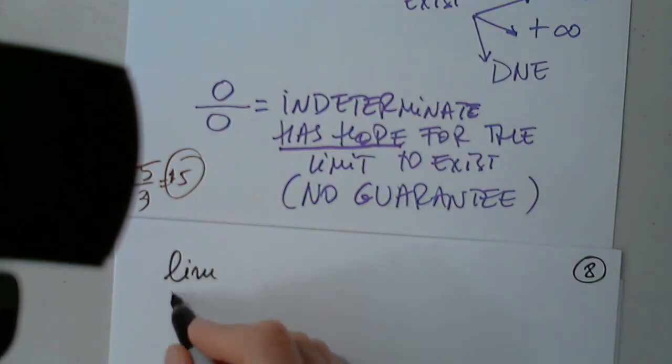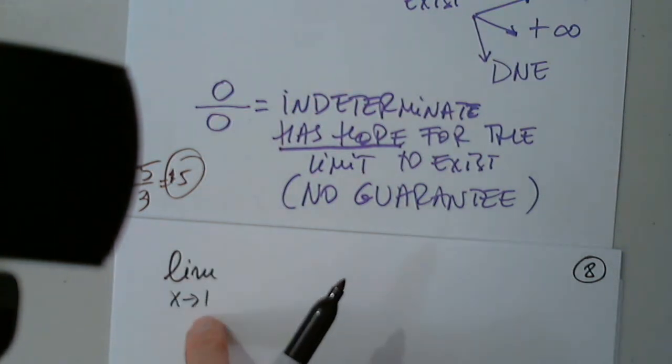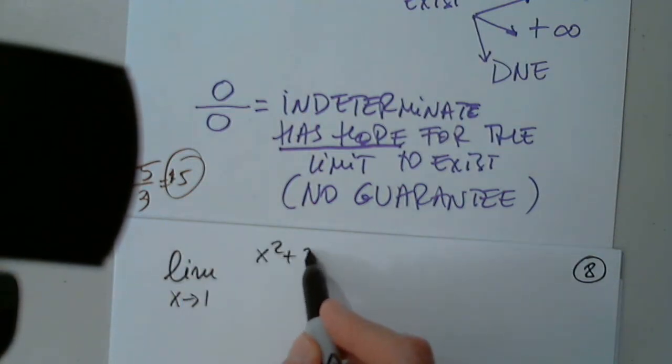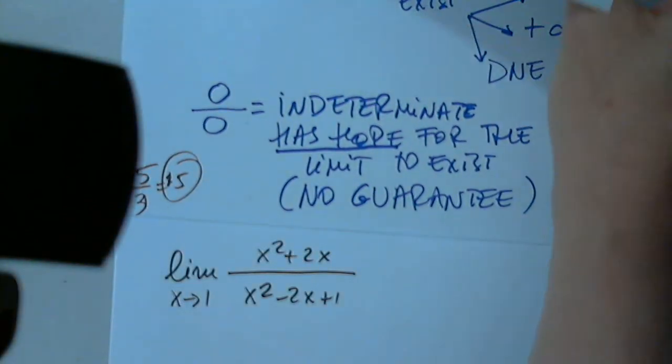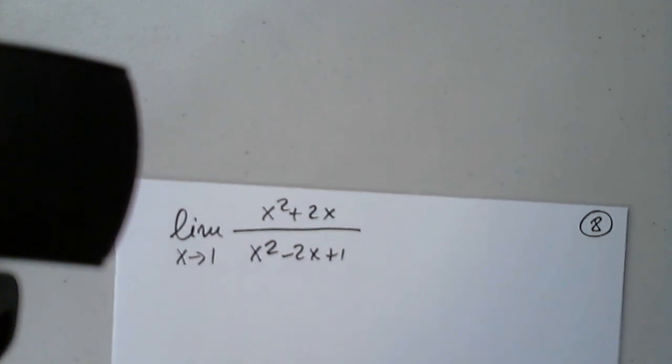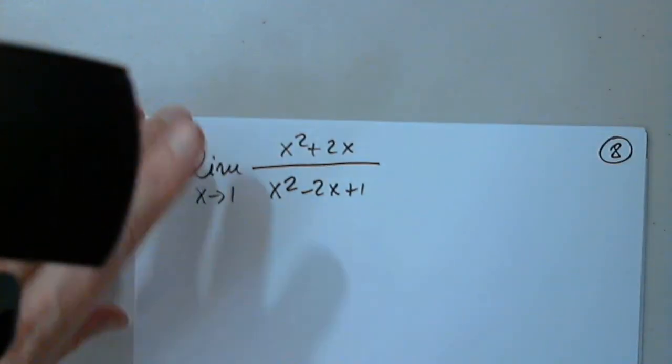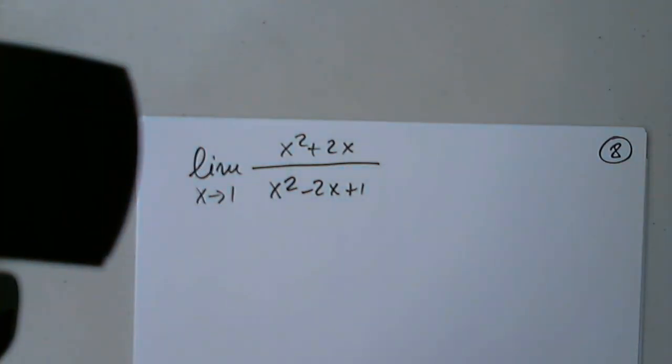So the limit as x approaches 1 from, notice, from either side of x squared plus 2x divided by x squared minus 2x plus 1. Okay, perfect. So I'm asked to determine this limit. And where do we start?